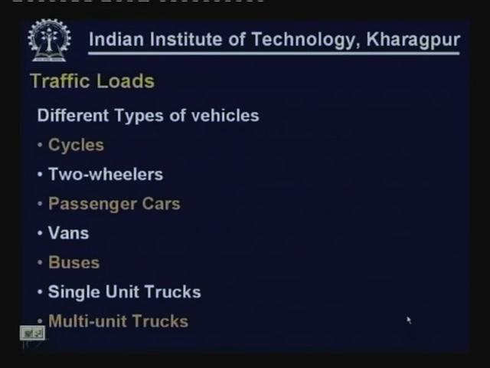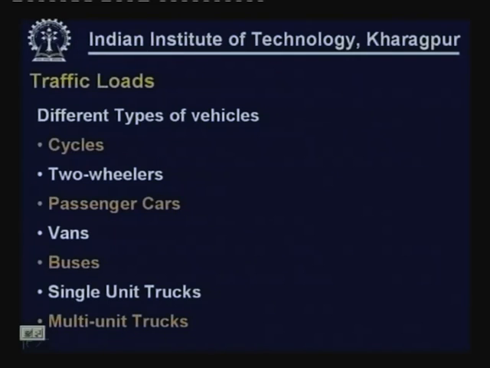When we consider traffic loading, obviously we are referring to vehicles. We also know that there are different types of vehicles with wide ranging sizes, wide ranging load magnitude and ability to travel at different speeds. We can start with bicycles, two-wheelers, passenger cars. You have vans of different sizes and shapes, buses, different types of trucks, single unit trucks, multi-unit trucks. So we have various combinations, various types of vehicles that ply on roads or highways.